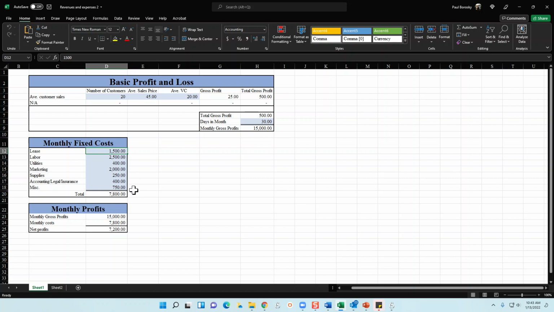Once we identify all of our fixed costs, we're going to add them up and total them right here, which for this example is $7,800. We're then going to drop that information down here as well. And so we're going to take the $7,800 and plug it in down here.